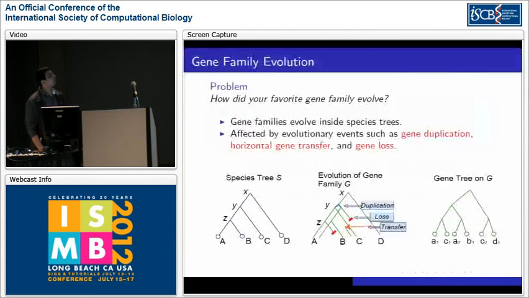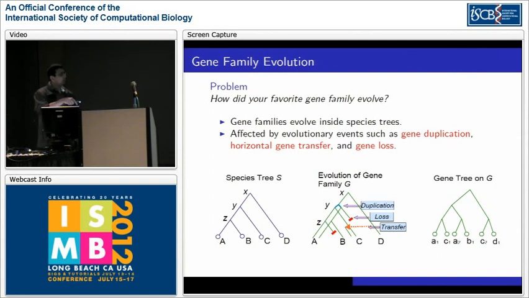Okay. So the basic fundamental problem that we are trying to address here is this. Given a gene family, what is its evolutionary history? So gene families, of course, start their life as a single gene in some ancestral species. And there, they're affected by evolutionary processes like speciation, gene duplication, gene loss, horizontal gene transfer.